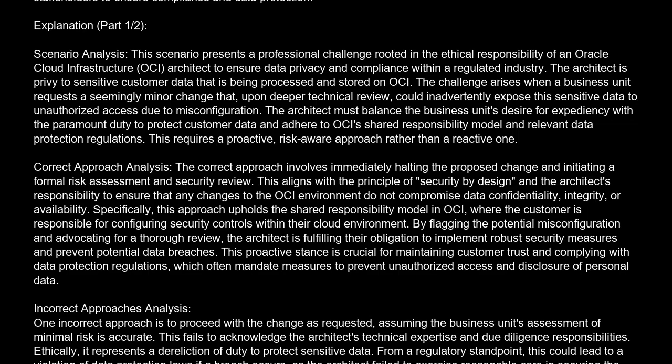The correct answer is A. Immediately halt the proposed change and initiate a formal risk assessment and security review involving relevant stakeholders to ensure compliance and data protection. Explanation. Scenario analysis.